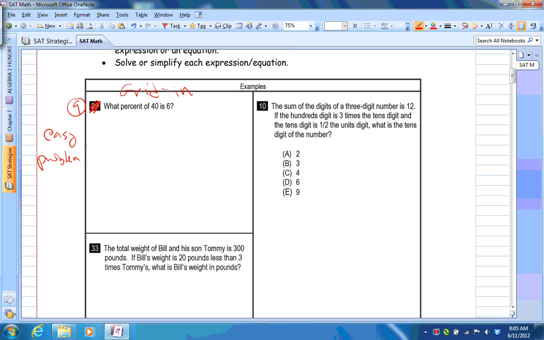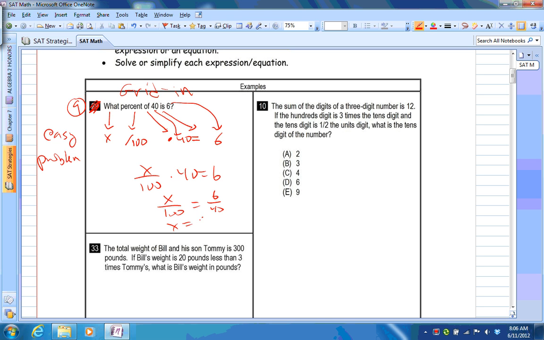Now here they're asking you what percent of 40 is 6. When you see the word what, typically you put an X. When you see the word percent, typically you want to divide by 100. When you see the word of, you want to multiply. When you see the word is, equals, and 6 is of course here. And let's not forget about the 40. So X over 100 times 40 equals 6. If you work it all out, X equals 6 times 100 over 40, which would just be 15. So that's an easy one.